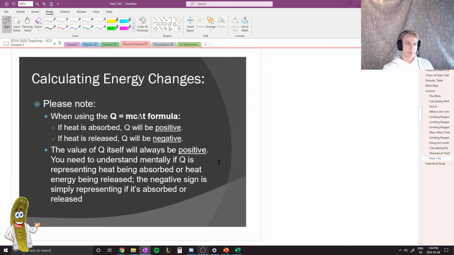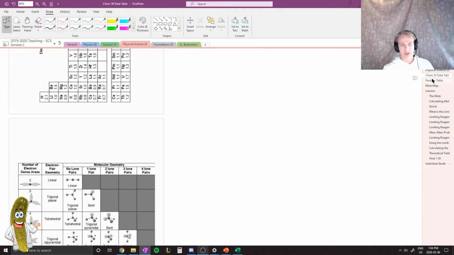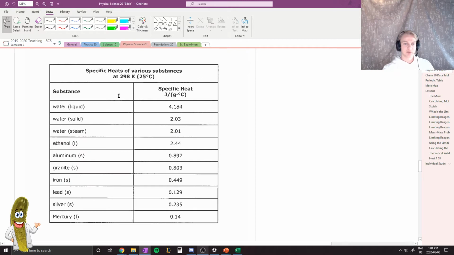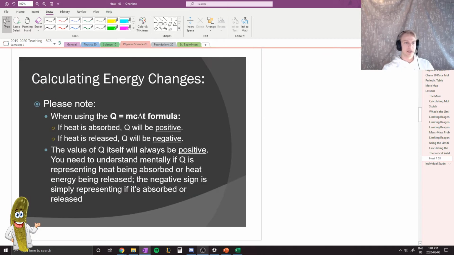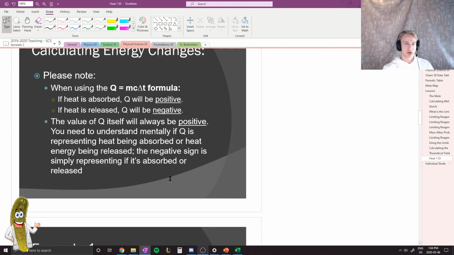So that's a formula that we're going to use. Again, here is the diagnosis for whether Q needs to be positive or negative. It is worth noting, and if you actually look at your data table and reference booklet, none of these specific heats are negative values, and you shouldn't have a negative value at all in your actual calculation. So this bottom sentence here says the value of Q itself will always be positive. You need to understand mentally if Q is representing heat being absorbed or heat energy being released. The negative sign is simply representing if it's absorbed or released. So we will do the calculation and we might not get a positive or a negative Q. And so what we'll need to do is assign either a positive value if heat's being absorbed or a negative value if heat is being released. Those are the two points that we need to be aware of.